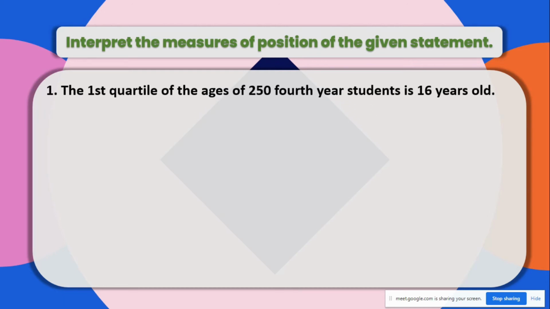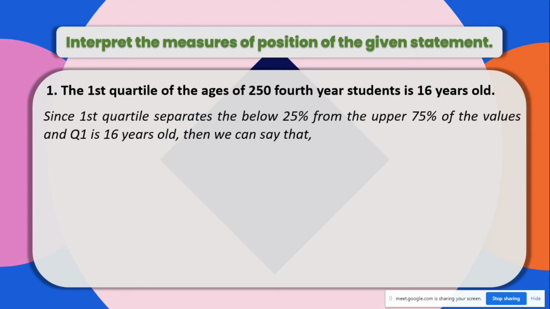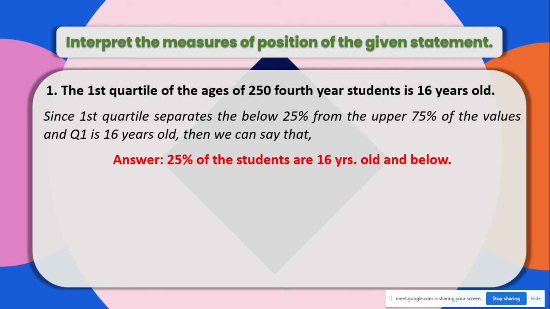The first quartile of the ages of 250 fourth-year students is 16 years old. So, first quartile, that is Q1. So, pag sinabing Q1, 25%. Since the first quartile separates the below 25% from the upper 75% of the values, and Q1 is 16 years old, then we can say that 25% of the students are 16 years old and below.